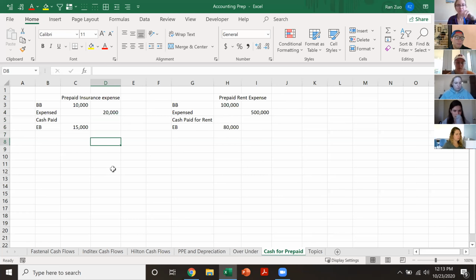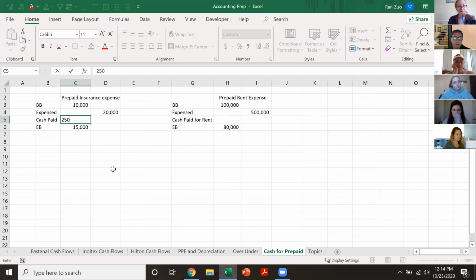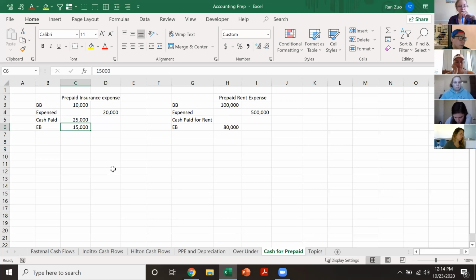Okay, expense is 20 and ending balance is 15. So the total amount that is paid, so prepaid expense, 25. The difference of 5 plus 20. Yeah, very good. 25,000. Okay, does everybody understand how we got there? No. Some people do, but some people don't.